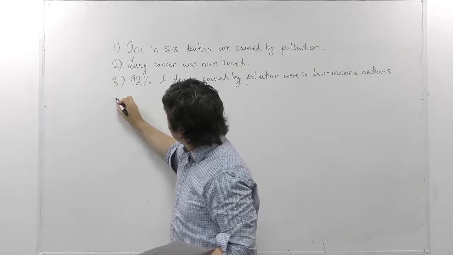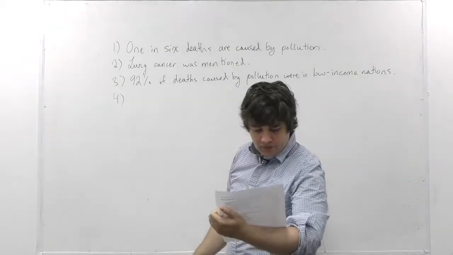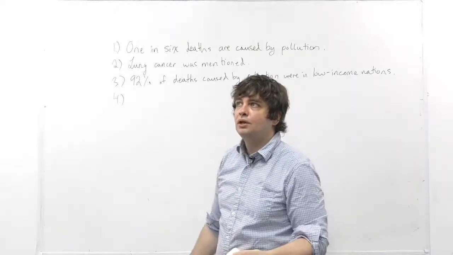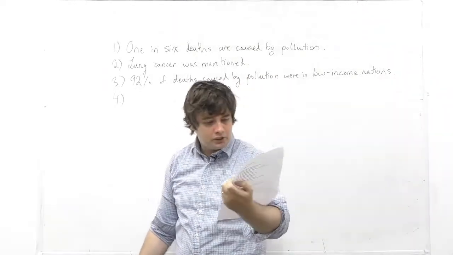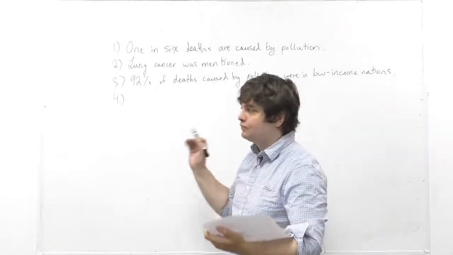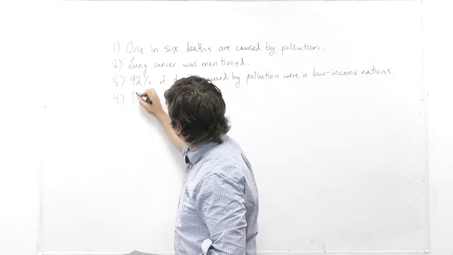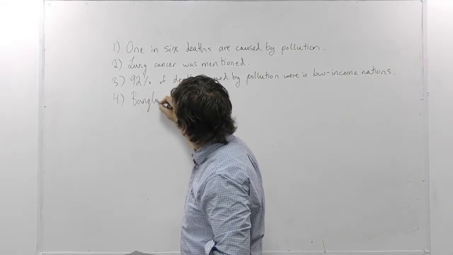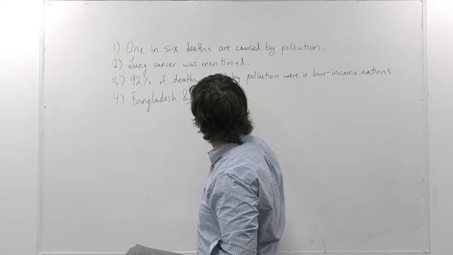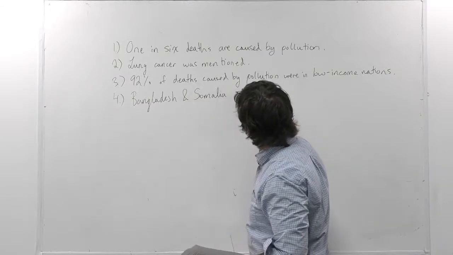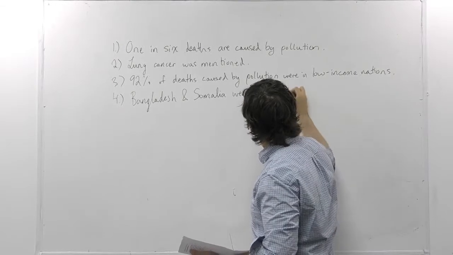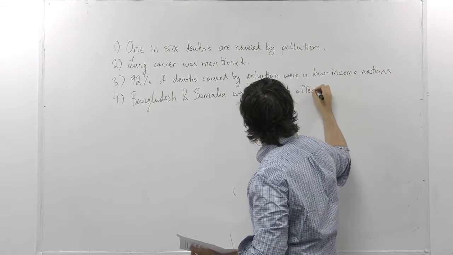Okay, let's move on to number 4. What were the worst affected countries? I think it was Somalia and Bangladesh, but let me double check here. Yeah, Bangladesh and Somalia were the worst affected countries. So Bangladesh and Somalia were the worst affected.